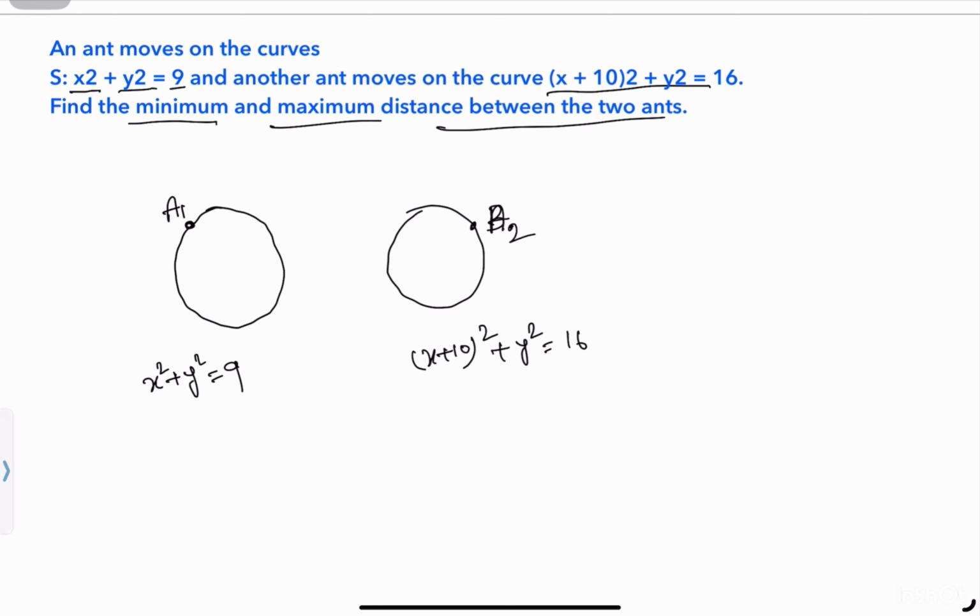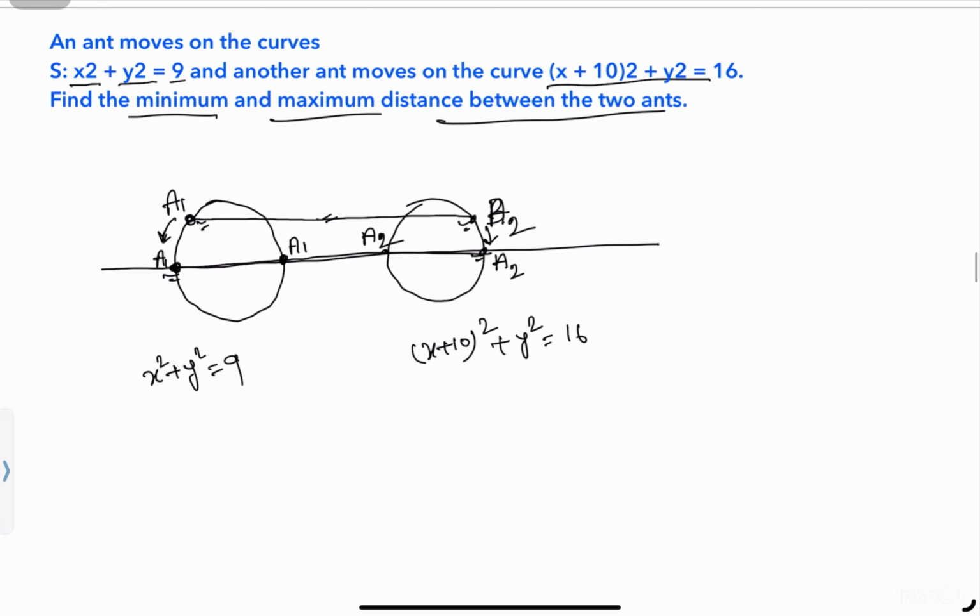Just observe one thing. I can draw one diameter here, and a diameter line here also. If A1 comes to this point and A2 comes to this point, then the distance between A1 and A2 is maximized. If A1 is here and A2 is here, that distance is not maximized, because this distance is bigger than this distance. So when A1 and A2 take these positions, that distance is maximized. When A1 takes this position and A2 takes this position, the distance between A1 and A2 is minimized.